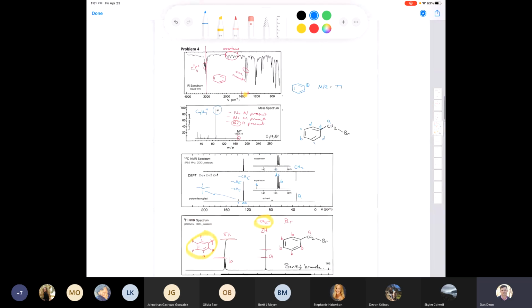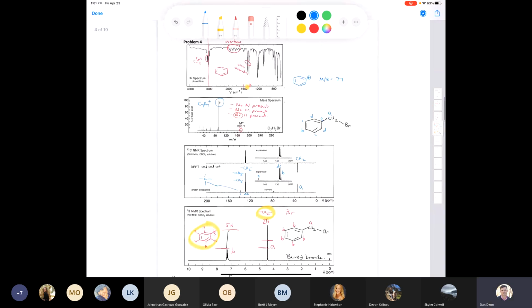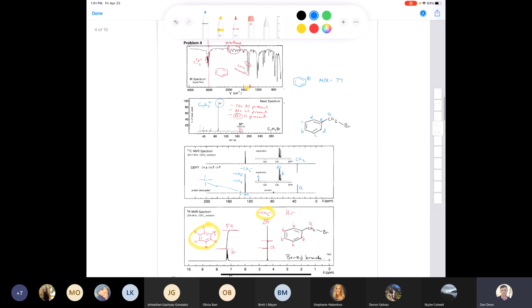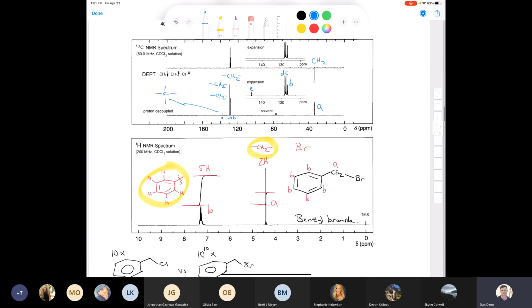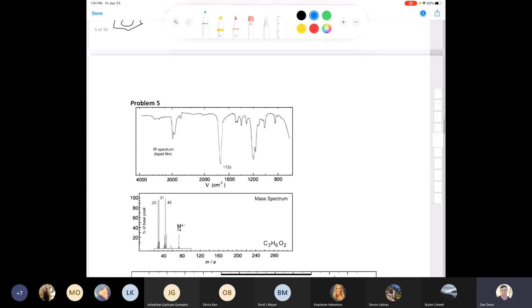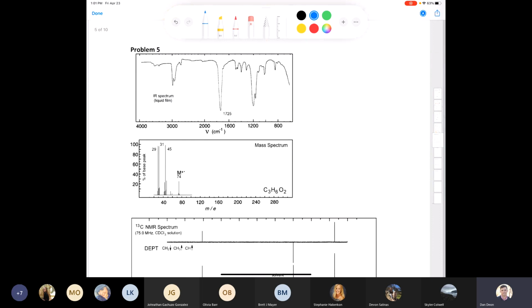So benzyl bromide is a compound that shows up a little bit in organic chemistry too when we look at peptide synthesis and some other reactions along the way. Here we go. Well, let's look at problem number 5. I'll give you a second to look at it.